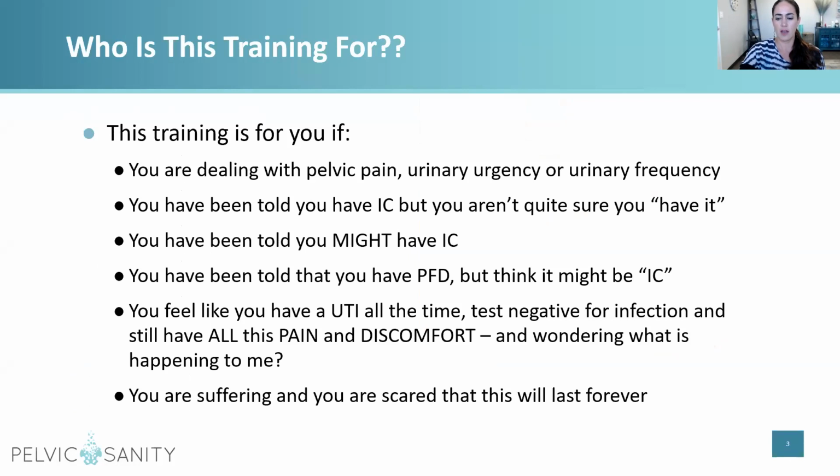The main thing is to help decrease the insane things that are going on in your head and actually bring some clarity to the differences and the similarities between interstitial cystitis and pelvic floor dysfunction, and what to do if you have both, what to do if you have either, and what to do just in general about it.